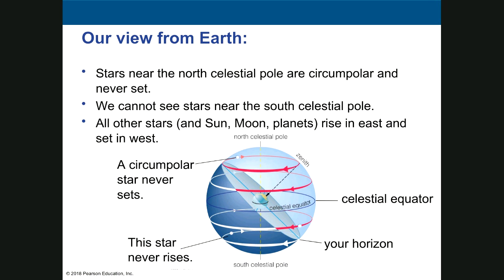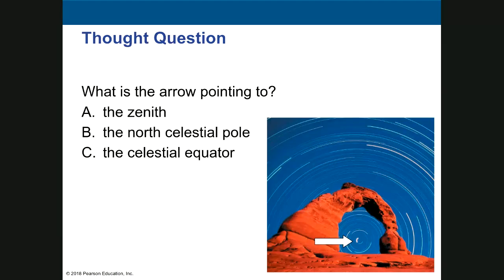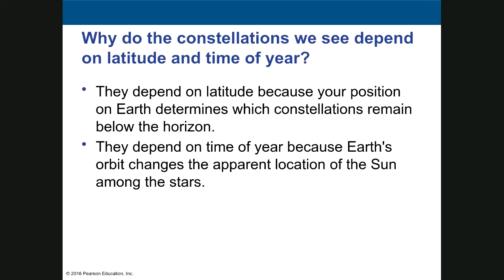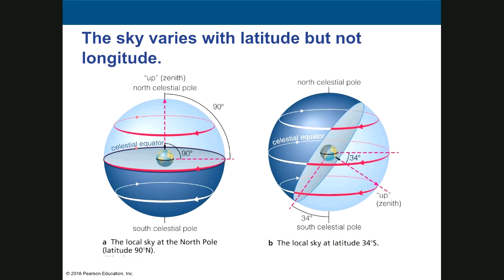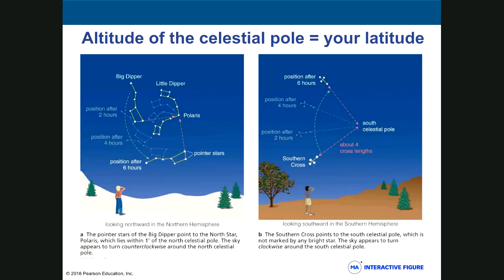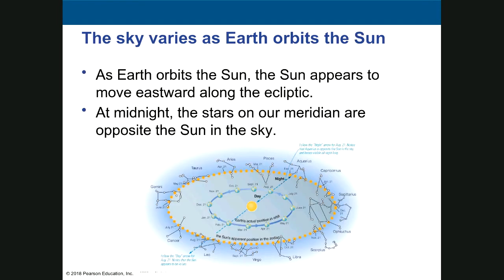so we're still doing celestial sphere stuff. Don't really want to talk about that much more. So why do the constellations we see depend on latitude and time of year? Well, the Earth is a sphere. If you're standing here on the Earth, you can't see stuff from the other side, right? And we break up the Earth itself using latitude and longitude. But again, that's all positioning. We want to talk more about what we observe. The sky will vary with latitude, but not longitude. And I don't cover most of this because it's constellation stuff.